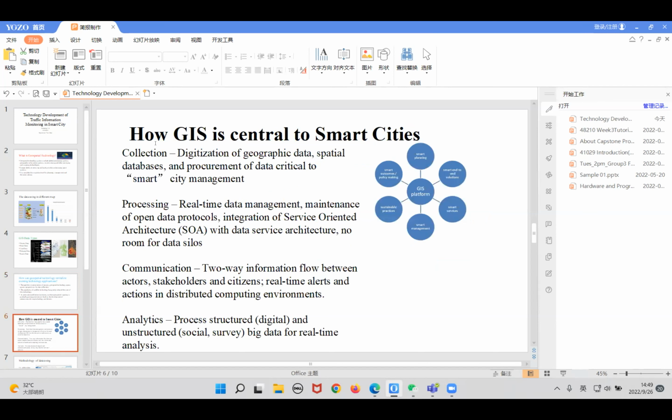And this is the GIS. Why did GIS become central to smart cities? It has different methods, because in the following research process, I mainly focus on the practical application of GIS data in smart cities. I refer to more real-life smart city construction cases, learning their lessons and observing exciting results. Like this, they have different methods to work, like collection, processing, communication, and analytics.